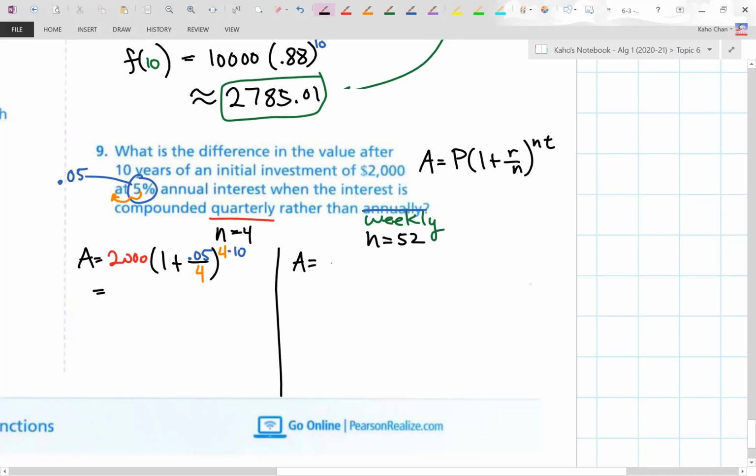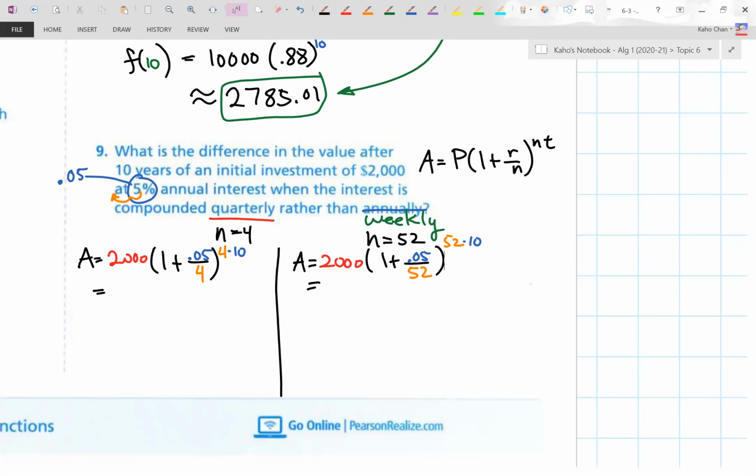And let's set up this other one. $2,000 still. 5% converted to a decimal, divide by 52 this time. Is it going to be a lot of money? It's still a fraction. To the 52 times 10. Okay. We'll punch both of those into the calculator and see what we get. Here we go.